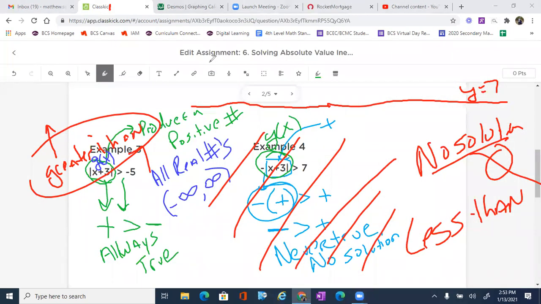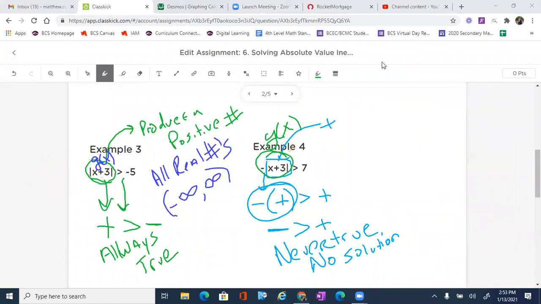So let's go back to that answer. What do we know about this one? This is a no solution answer, or we can write it as a null set right there.